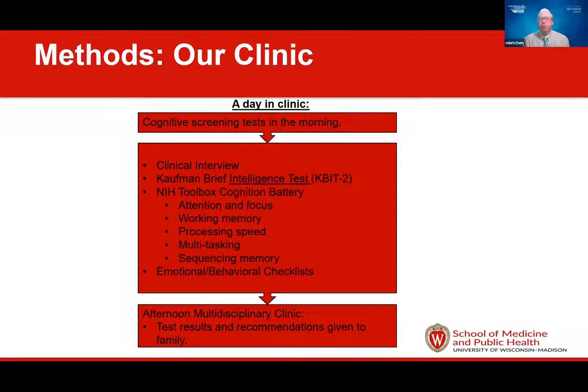And the tests on the toolbox measure different cognitive and thinking skills that include things like attention and focus, processing speed, multitasking, sequencing memory, and working memory. For those unfamiliar with working memory, I think we can think of it as a little sticky note for our brain.